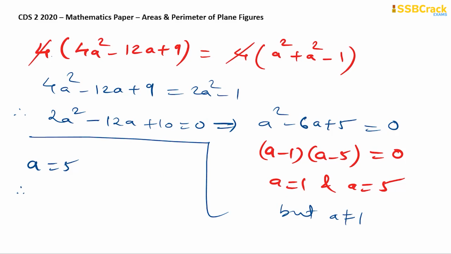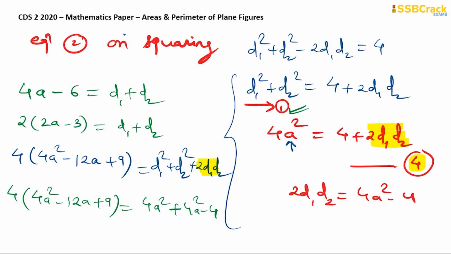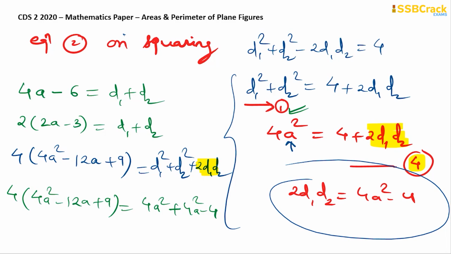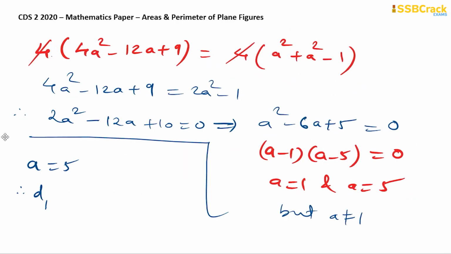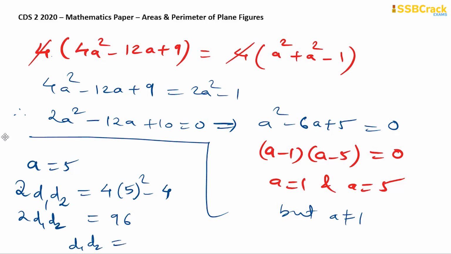We want the product of the diagonals, and that you can find from equation number 4. See, this was the equation. So we will get the d1 d2 value, that is 2 d1 d2 is 4 into a square minus 4. So what are we getting? 25 into 4 is 100. 100 minus 4 is 96. So 2 d1 d2 is 96, which means d1 d2 will be 48.